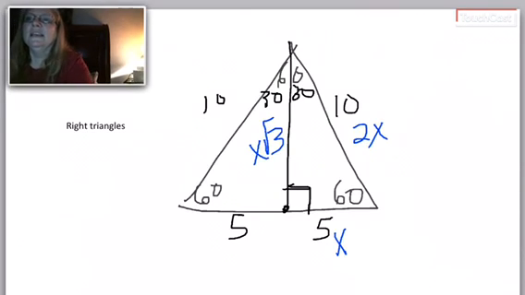I hope this video is very helpful in giving you an overall picture of special right triangles.